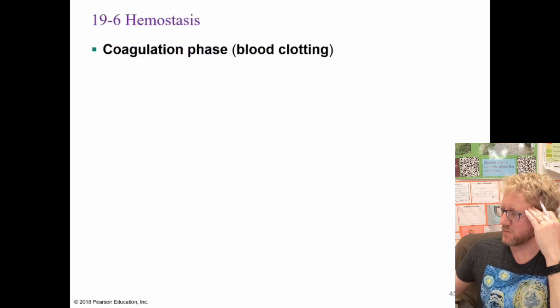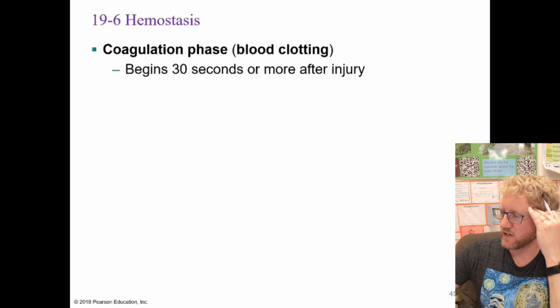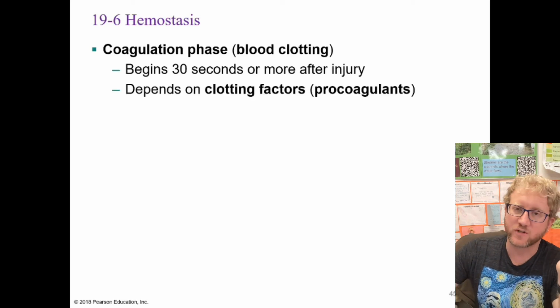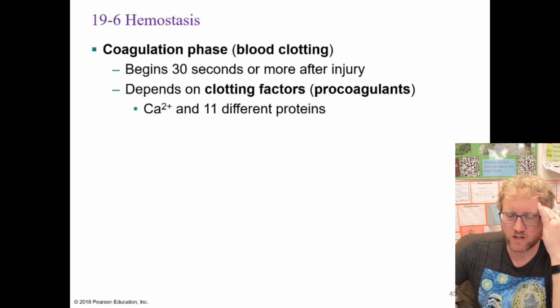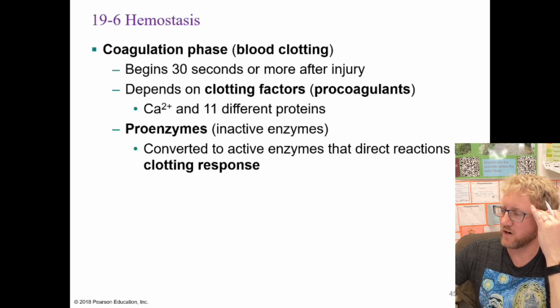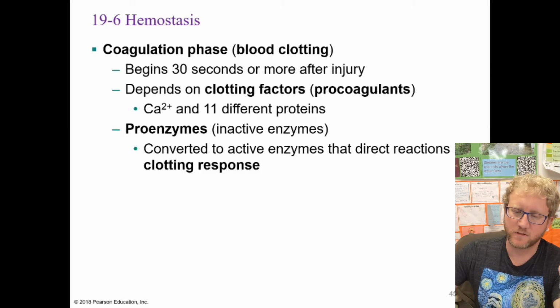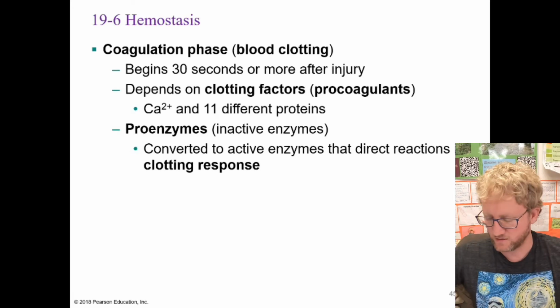So we get into the third phase, which is the coagulation phase, which happens 30 seconds or so after injury, which is going to depend on the concentration of clotting factors that are released, like calcium and some of the other ones that we had talked about. They're going to start out as proenzymes, which are just inactivated enzymes, and then they are converted to active enzymes when they come in contact with the clot that is forming.